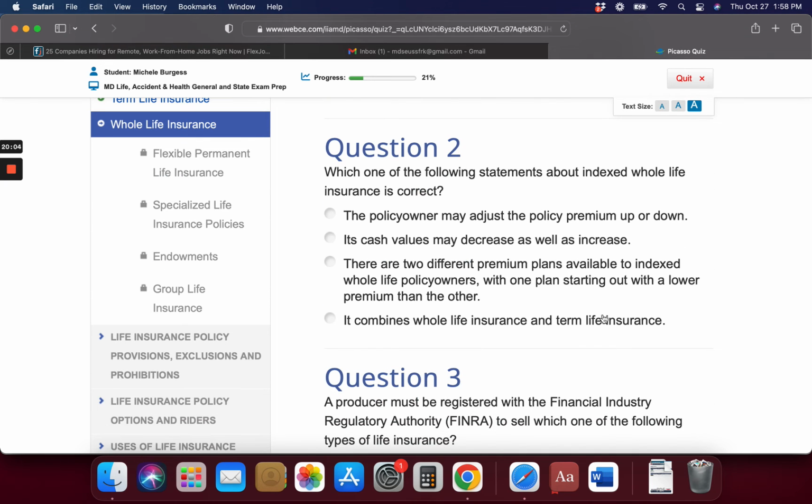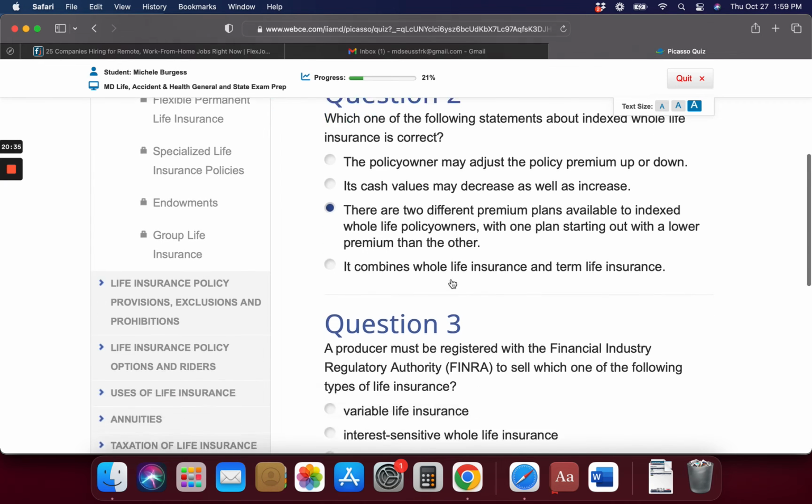Which one of the following statements about indexed whole life insurance is correct? There are two different premium plans available to indexed whole life insurance policies, with one plan starting out lower than the other. I don't think it combines whole and term. I don't think you can do that, but I could be wrong. So if anybody knows, answer below. Cash values may decrease as well as increase. The policy owner may adjust the policy premium up or down. I think I'm going to go with this one.